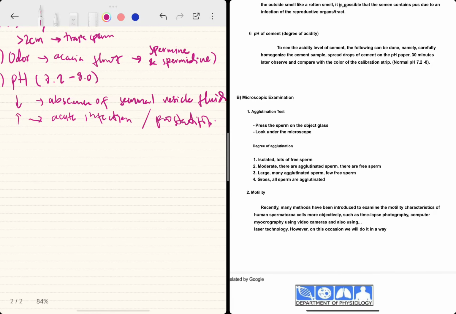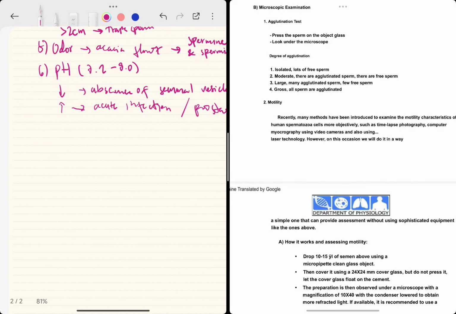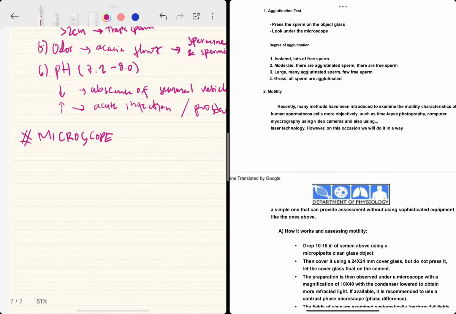Okay, that's done for the macroscopic examination. Let's go to the microscopic one. Microscopic means that they need a microscope to see it, and they will provide you this. The first one is agglutination. Agglutination is to see whether the sperm are sticking to each other, head to head, or tail to tail, or mixed, which could indicate anti-sperm antibodies.